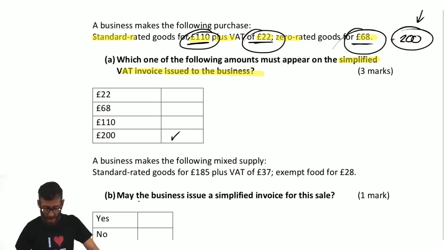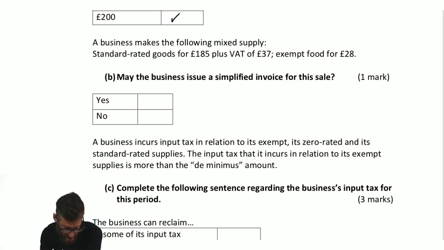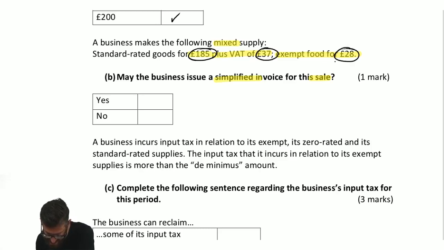Now, we remain on the concept of the simplified invoice. May the business issue a simplified invoice for this sale? Which sale? The sale above. A business makes the following mixed supply: standard rated goods of 185, plus VAT of 37, and exempt food of 28. Well, 185 plus the 37 plus the 28, that's 250.